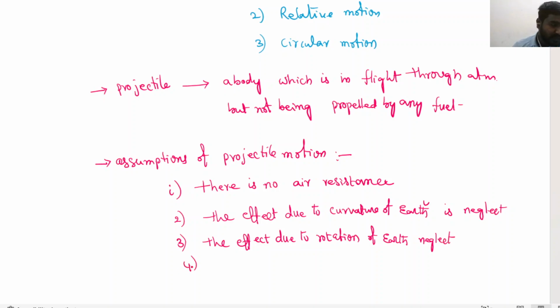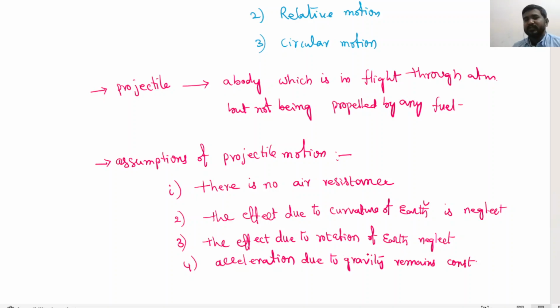And the fourth one is acceleration due to gravity remains constant. So these are all the four assumptions we need to take for projectile motion.